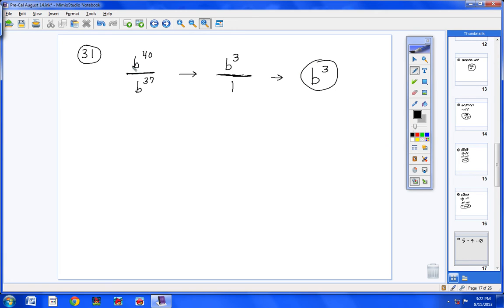Let's go over that for a third time. Whenever you're dividing like bases, you write the base once in the numerator, and you subtract the exponents and write that up top, and you're finished.